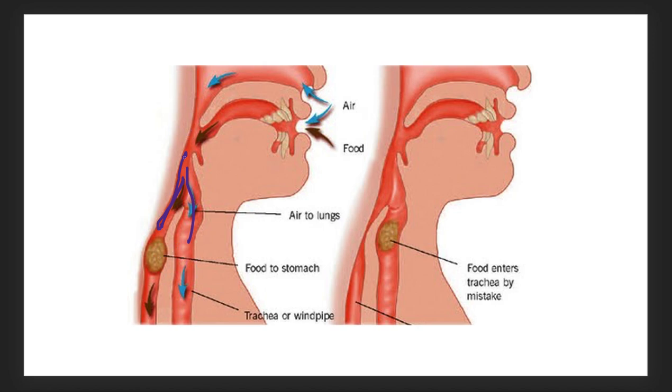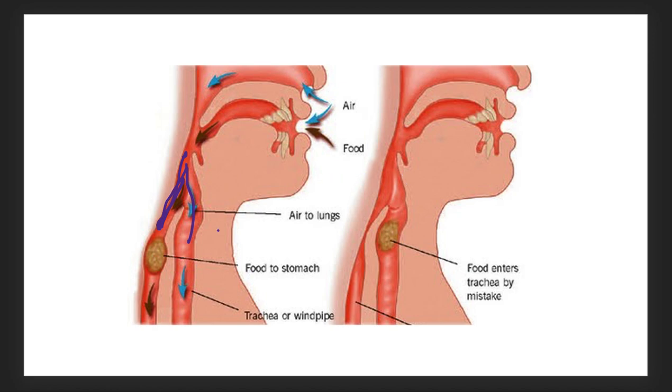So while you're eating, the food enters the food pipe and goes down to the stomach. But if you're laughing or talking while eating, or you eat very, very fast, instead of going into the food pipe or the esophagus, the food will go inside the trachea. So here it goes inside the trachea. So that's why we start to cough or get hiccups.